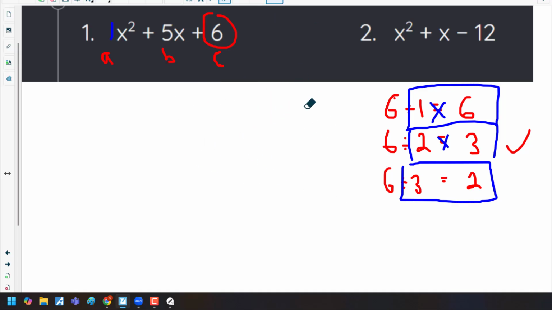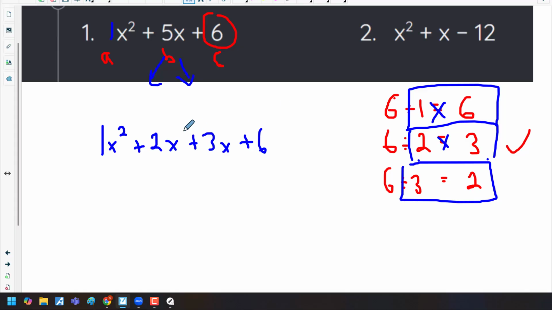Well, once we have 2 and 3, all you need to do is now split this middle term into 2 and 3. What do I mean by that? We have x squared plus 2x plus 3x plus 6. So I split the 5 into 2 and 3. Now I didn't change anything, because 2 plus 3 is still 5. The reason we do this is so we can do the math on the next step.